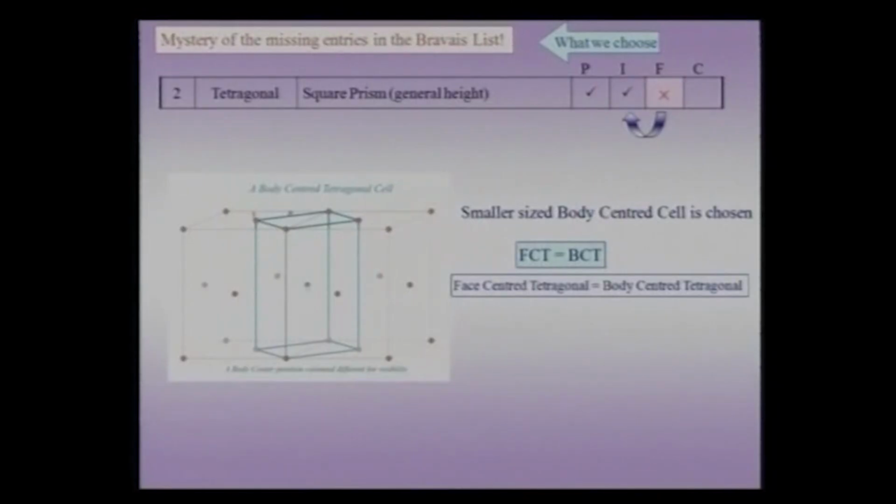Let us consider another example. We have seen, like in the cubic case, the C-centered lattice is missing. In the tetragonal case, the F centering is missing. So, let us see why this F centered tetragonal is missing. And like before, we see here that there is an orange unit cell, which is a combination of two unit cells. I now put in my additional lattice points on the tetragonal unit cell.